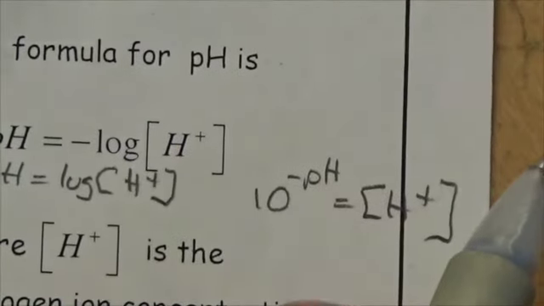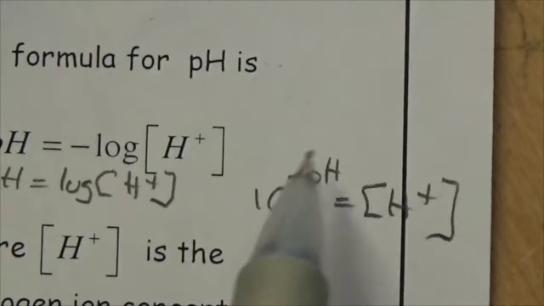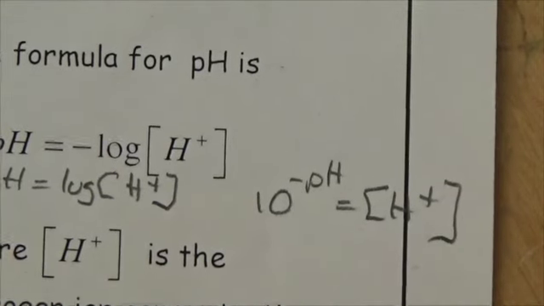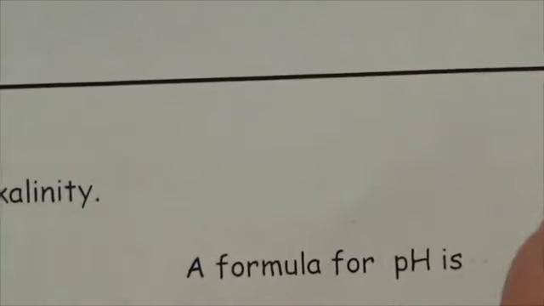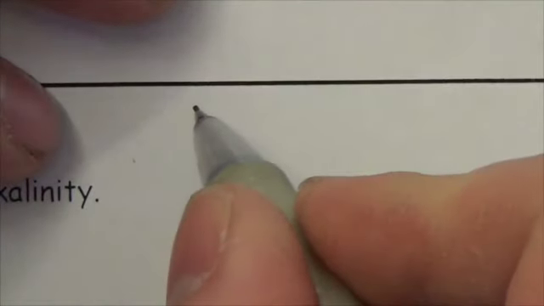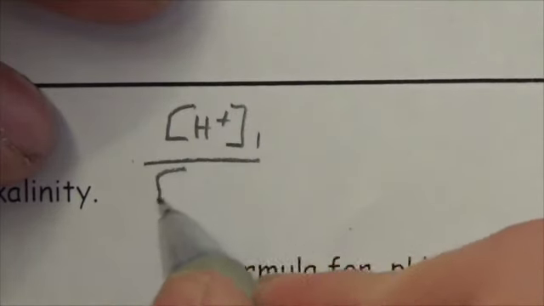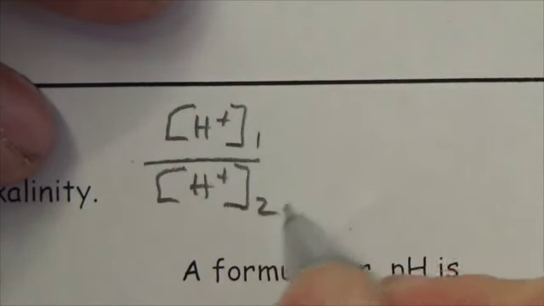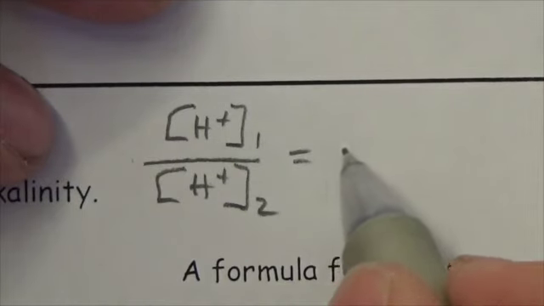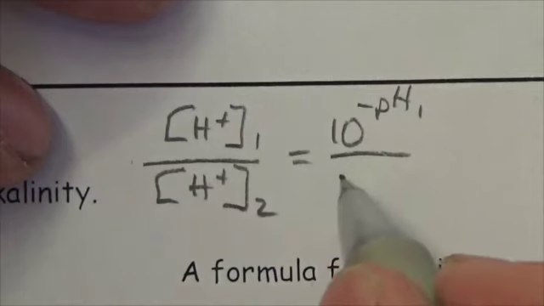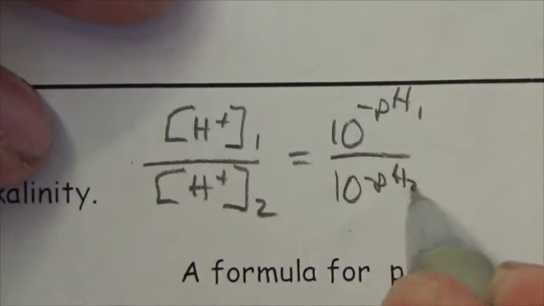Whoops, sorry, you can't see that. So here we go. 10 to the negative value of the pH is going to be the hydrogen ion concentration. Okay, good. Now, let's say that we're going to compare a couple of these. So let's say I know the hydrogen ion concentrations of two solutions. I'm going to compare them. So let's say this up here is the hydrogen ion concentration of my first solution. This is the hydrogen ion concentration of my second solution. That fraction is going to be 10 to the negative pH of the first solution over 10 to the negative pH of the second solution.